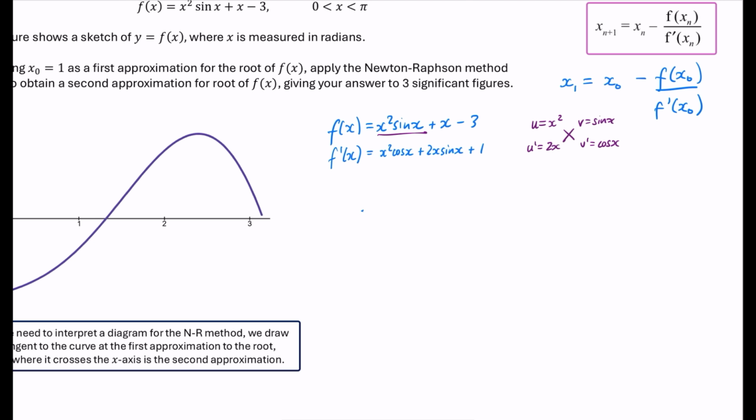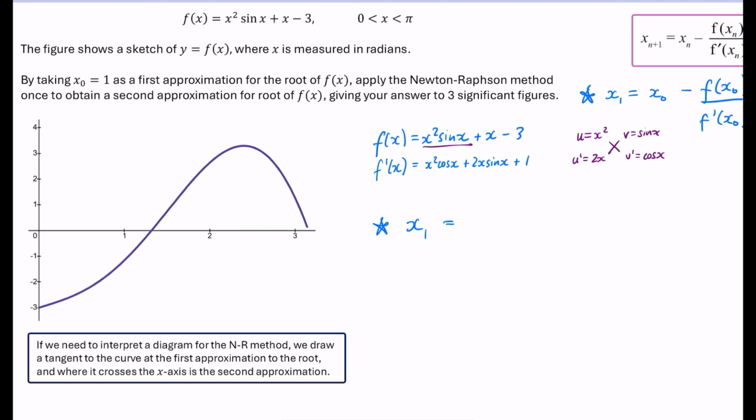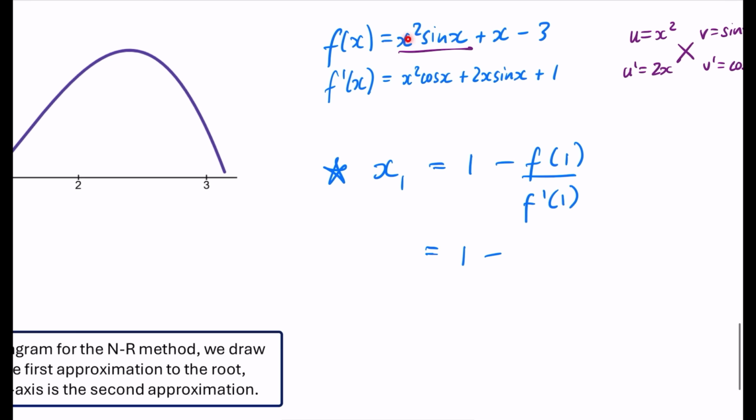So if I want to find the next approximation, this is using this formula that we've got up here. That means that x1 is going to be x0, which they've told us to use as 1, minus f of 1 divided by f dash of 1. So it's 1 minus, now I'm just going to be subbing 1 into these two things that we've got here. It's going to be 1 squared sine 1 plus 1 minus 3 divided by the f dash part. So it's going to be 1 squared cos 1 plus 2 times 1 sine 1 plus 1. It's just a matter of typing this carefully in the calculator.